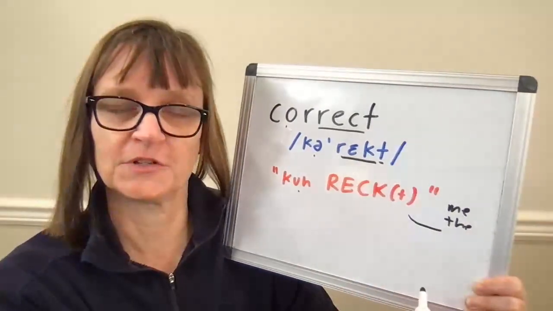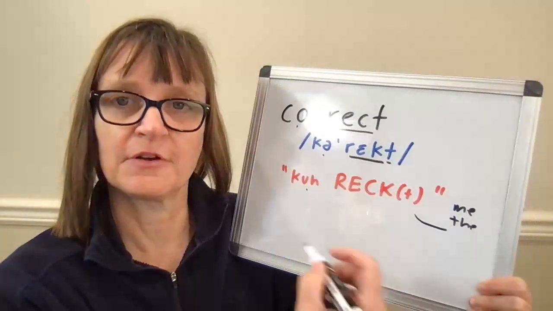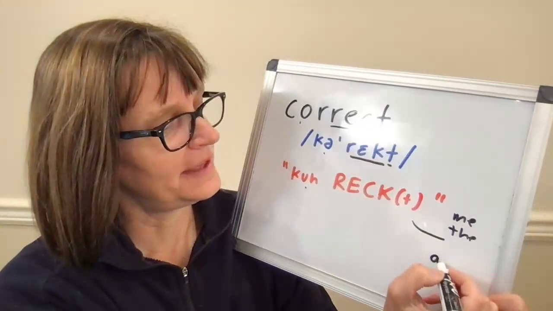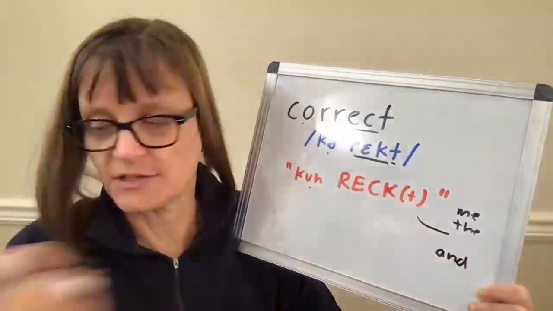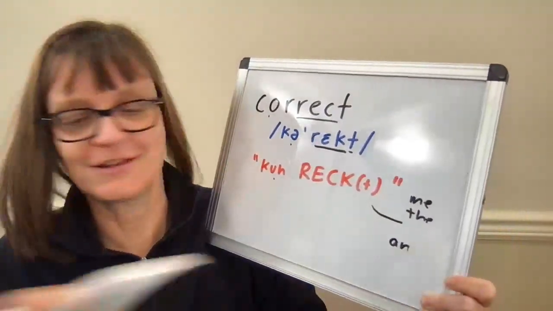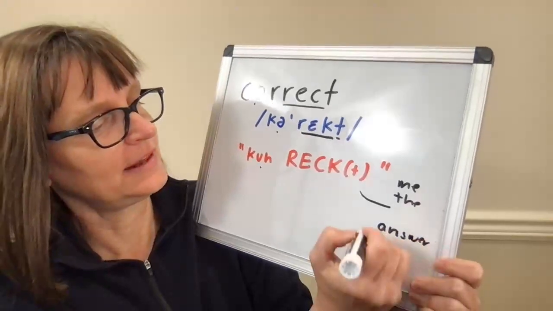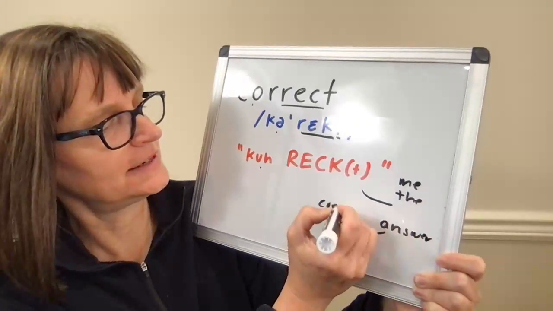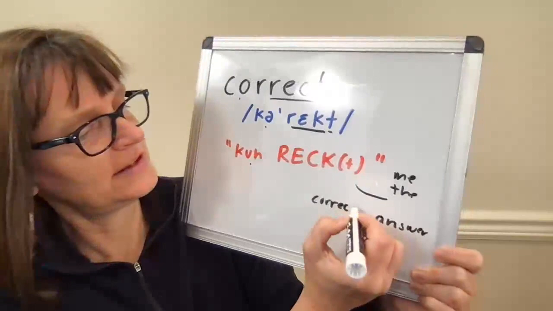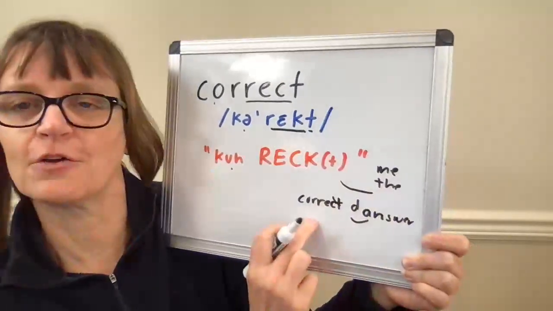If the next word starts with a vowel, for example, the correct answer, then my T is going to change to more of a D sound, not "and," but "answer." Correct answer. When I link that, correct ends up sounding a little bit more like a D, and it sounds more like correct answer.